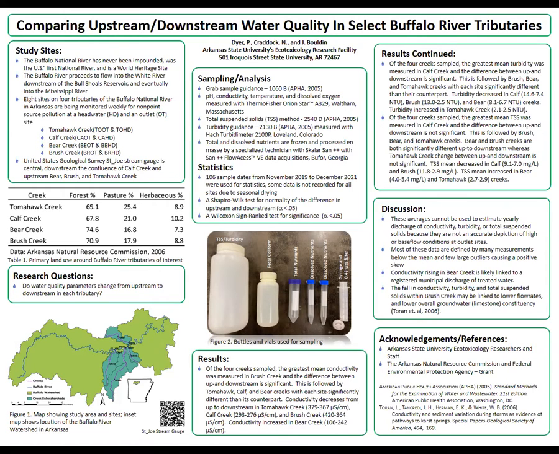My poster today is focused on comparing upstream and downstream water quality parameters in tributaries of the Buffalo River. So to start, the Buffalo River is relatively large, Strahler stream order 5, located in north central Arkansas, and it features a wide variety of recreational opportunities.